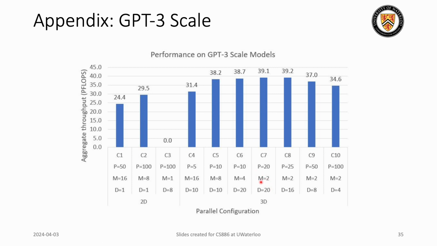The idea is that model parallel needs to be low for very high performance, because it's only used for memory efficiency. It's not used for performance gains, because it's not very efficient performance-wise, because of the communication overhead that it introduces.